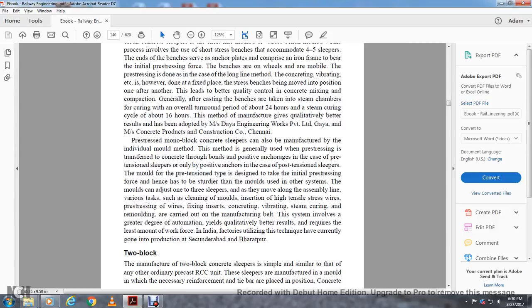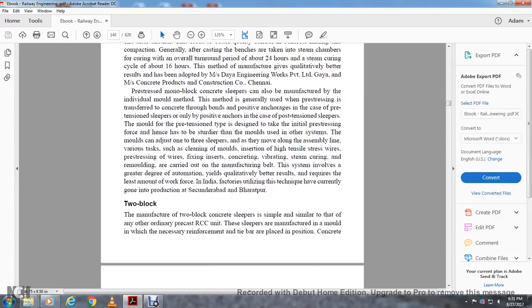The molds can accommodate one to three sleepers. They move along the assembly line for various tasks, such as cleaning molds, inserting the high tensile strength wire, pre-stressing the wires, fixing inserts, concrete vibrating, steam curing, and then demolding. The system involves a greater degree of automation, yields qualitatively better results, and requires the least amount of workforce. In Indian factories, these techniques have currently gone into production.